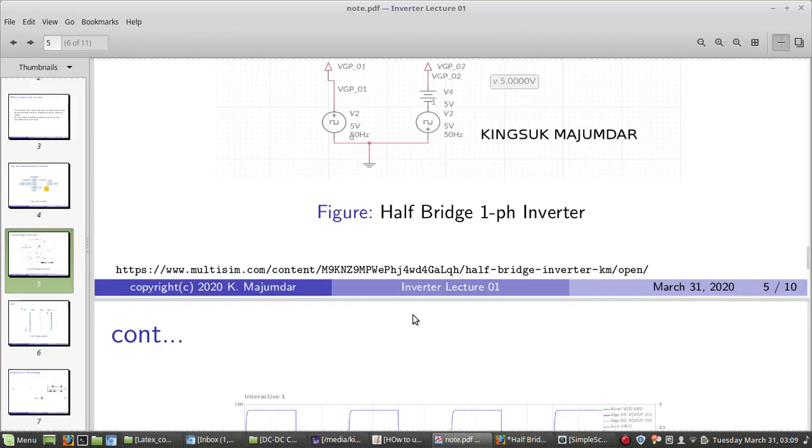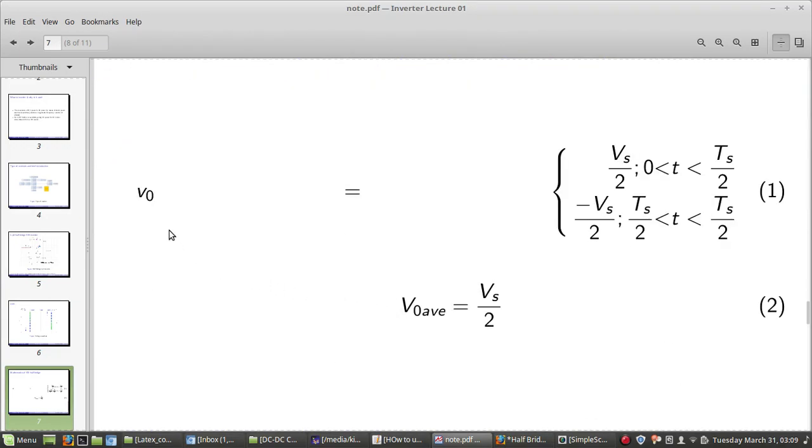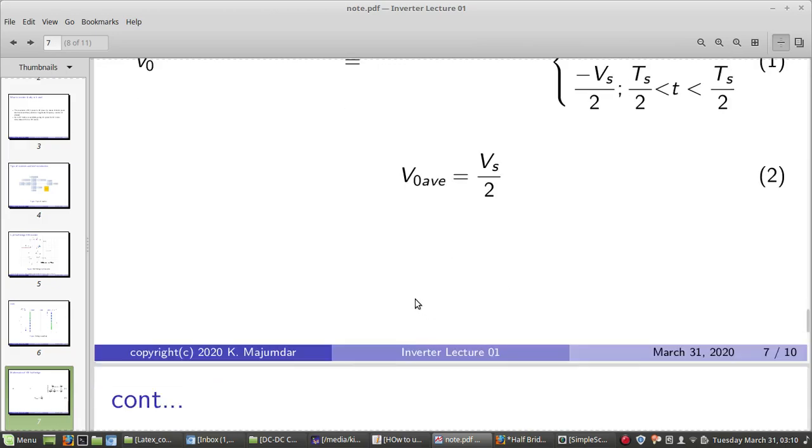Let's come again to the circuit. Now what is the mathematics? As we know, the output voltage is Vs by 2 when T is less than Ts by 2, and minus Vs by 2 when it is up to Ts. That means the negative voltage. Then the average voltage of the output should be Vs by 2.